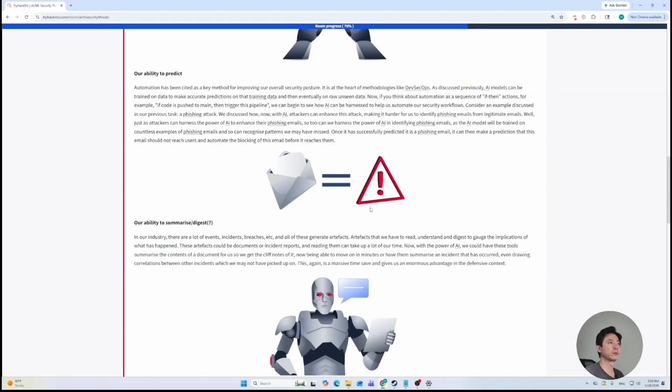Once it has successfully predicted it is a phishing email, it can then make a prediction that this email should not reach users and automate the blocking of this email before it reaches them.